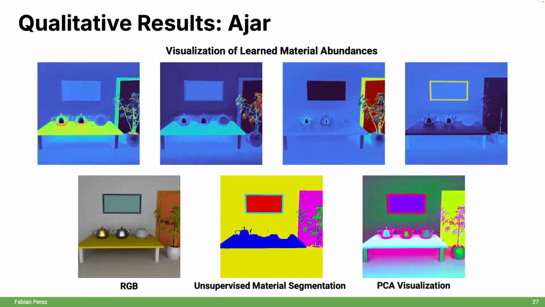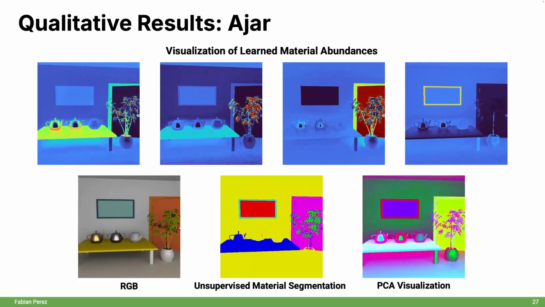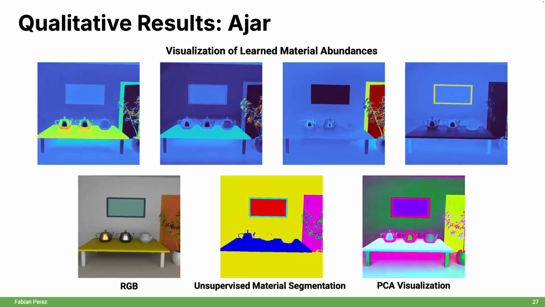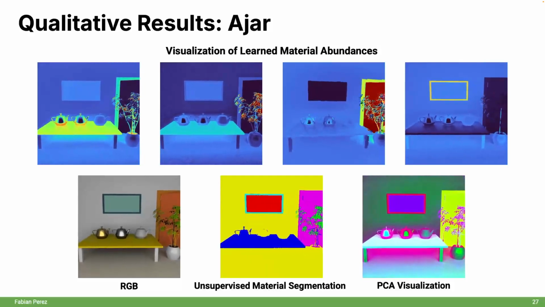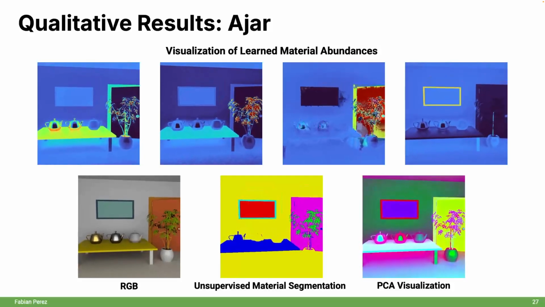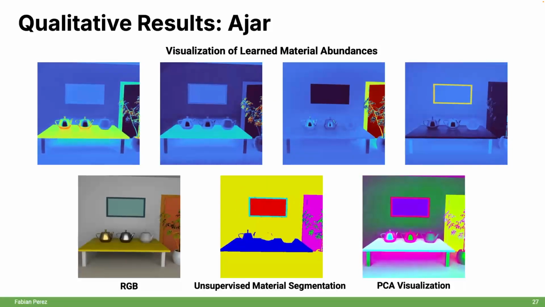This is the Ajar scene. The top row visualizes the learned material abundances. The bottom left is the rendered RGB. In the middle, there is the unsupervised material segmentation, and on the right, there is a PCA projection of the predicted spectra that acts as a sanity check and clusters the same regions.